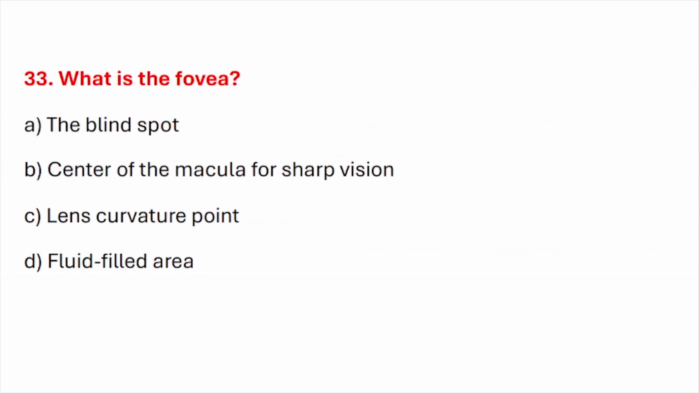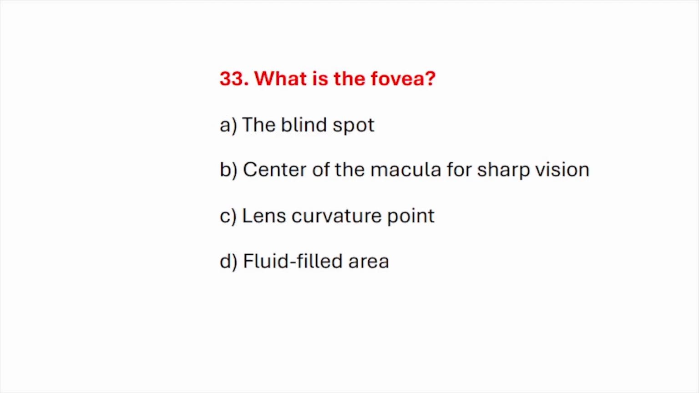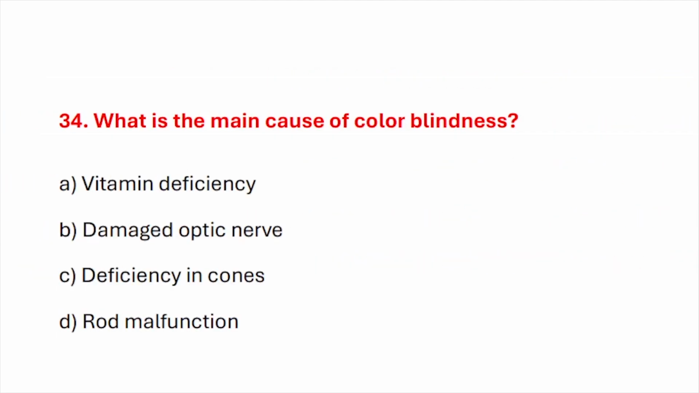Question number 33. What is the fovea? Correct answer is option B, center of the macula for sharp vision. Question number 34. What is the main cause of color blindness? Correct answer is option C, deficiency in cones.